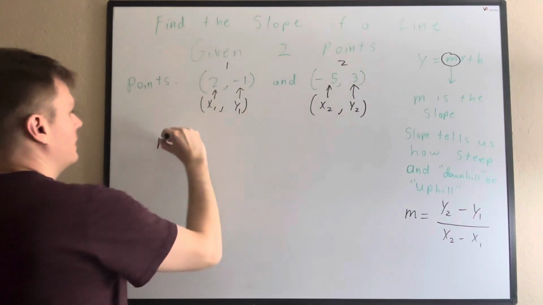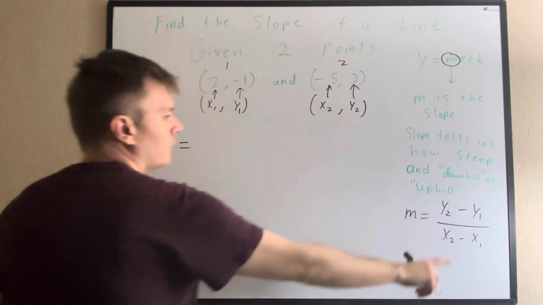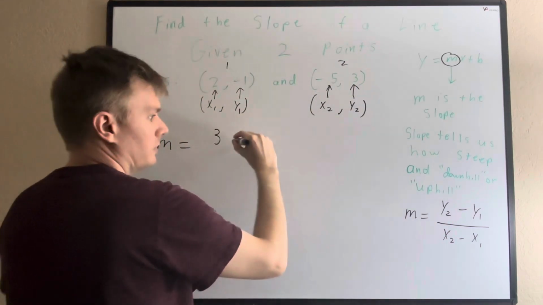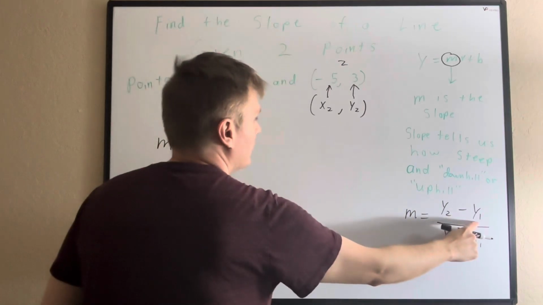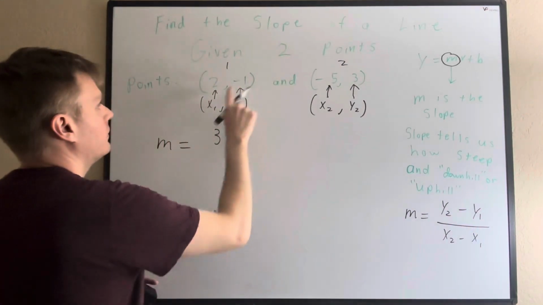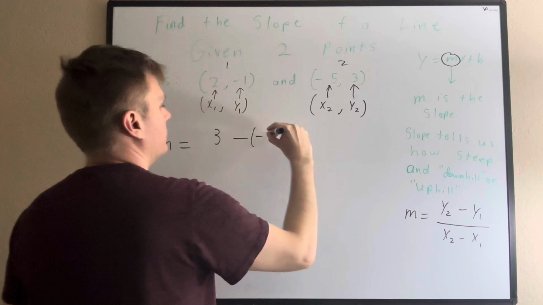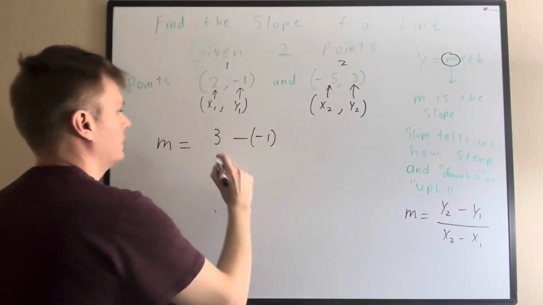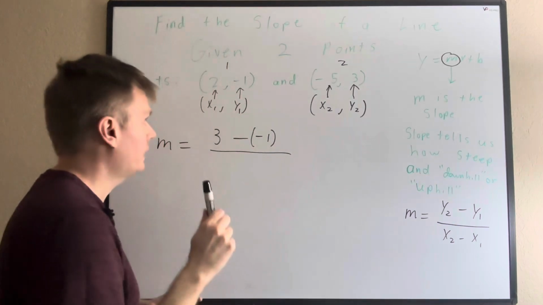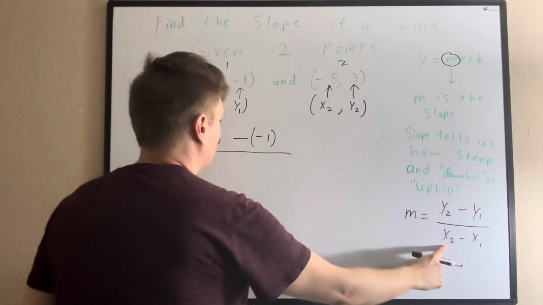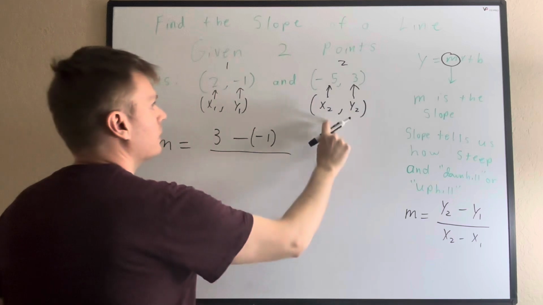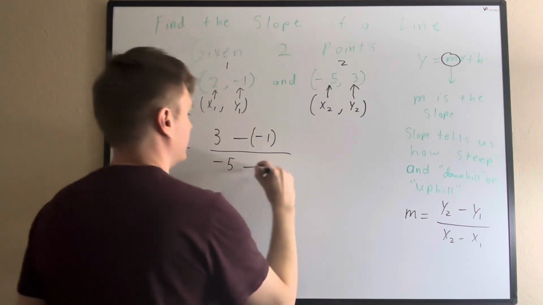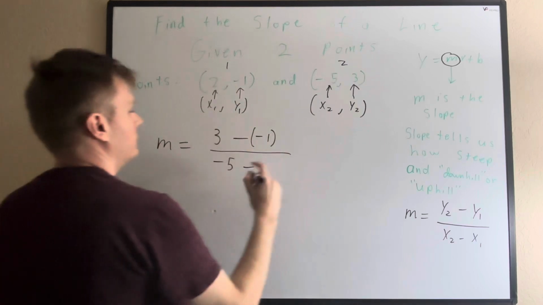Okay, so m equals y2. Where's y2? There it is, 3. Okay, got the first one. Minus y1, where's that? Right here, negative 1. Very important to put the negative in there. Don't forget your signs. Now, the denominator: x2, negative 5, minus x1, which is 2.